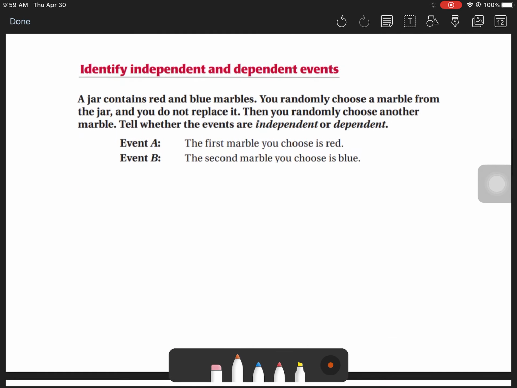Okay, on the next problem, we're talking about marbles. So it says a jar contains red and blue marbles. You randomly choose a marble from the jar and you do not replace it. Then you randomly choose another marble. Tell whether the events are independent or dependent if the first marble you choose is red and the second marble you choose is blue. Now remember, you're not going to put it back into the bag.